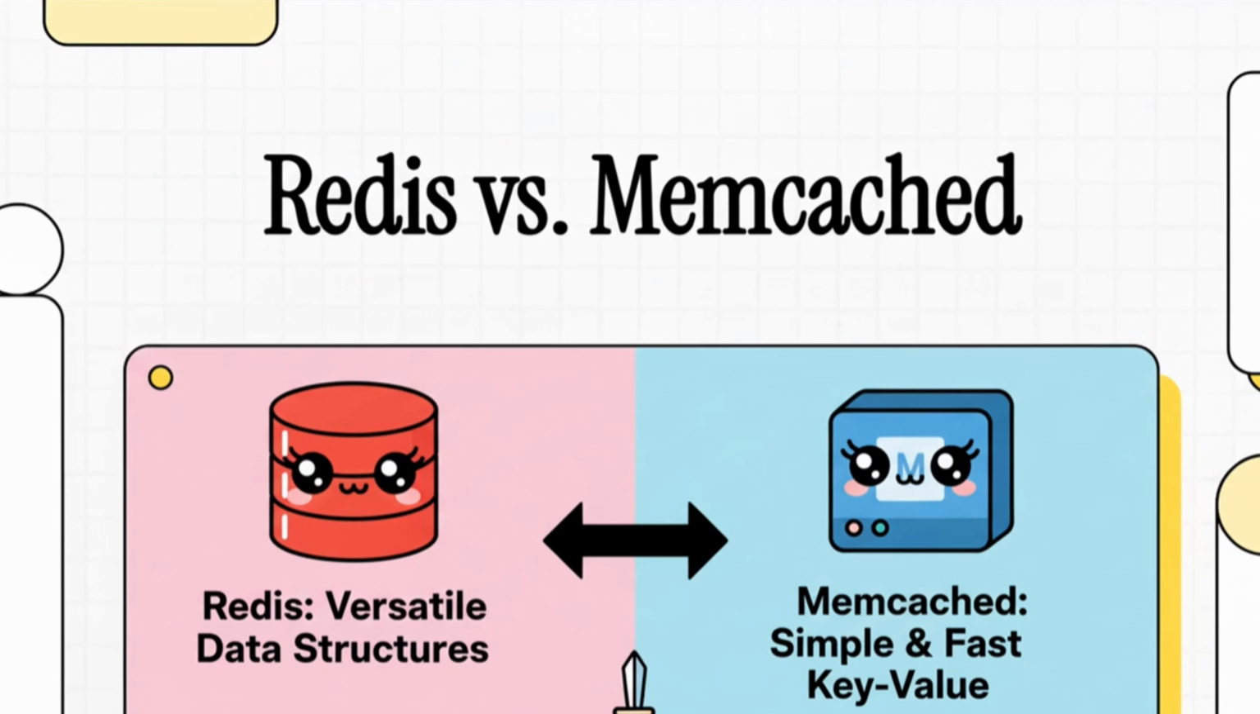All right, let's get into it. Today we're throwing two absolute titans of tech into the ring, Redis versus Memcached. Look, if you've ever been stuck wondering which caching tool is the right one for your app, well, you've come to the right place. We are going to break it all down.